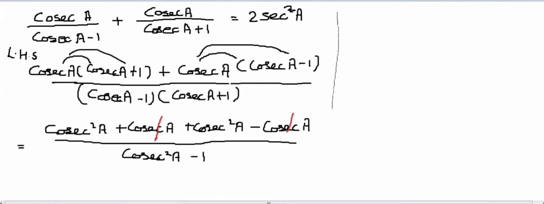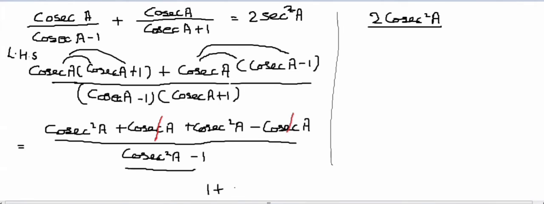So taking in the numerator 2 cosec square A, and here cosec square A minus 1, this is the formula of cot square A. See, you have the identity 1 plus cot square theta is equal to cosec square theta. So from here, in place of cosec square theta minus 1, I can write cot square. So here I am writing cot square A.